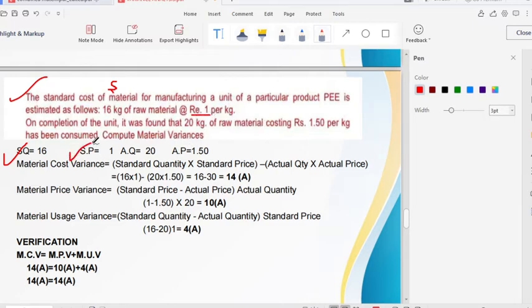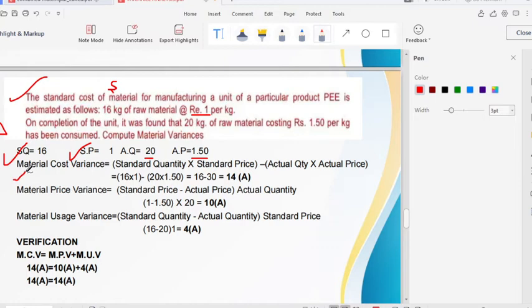That is standard price. On completion of the unit, it was found that 20 kg of material costing rupees 1.50 per kg has been consumed. It means actually how much we have incurred, that is 20 kg. Actual quantity is 20. Then actual price is 1.50. We have to find all the variances. So let us find material cost variances.